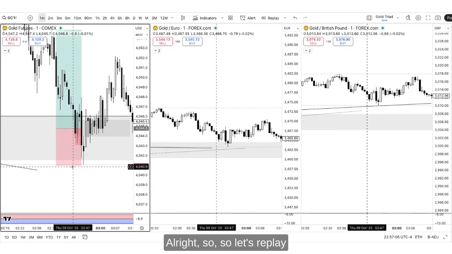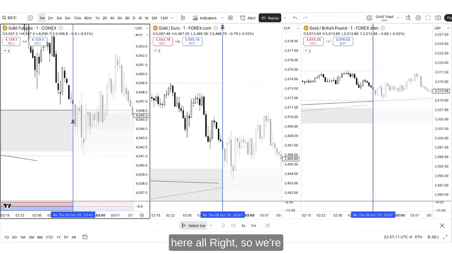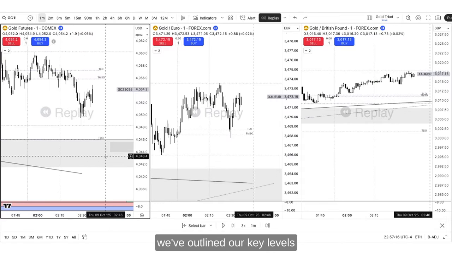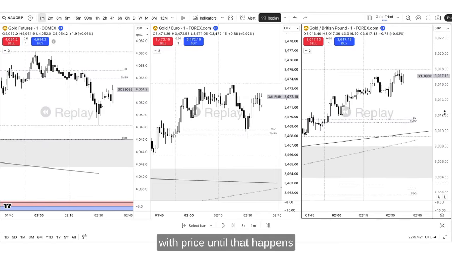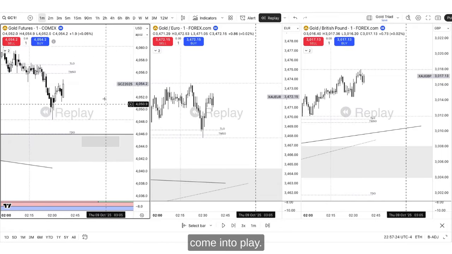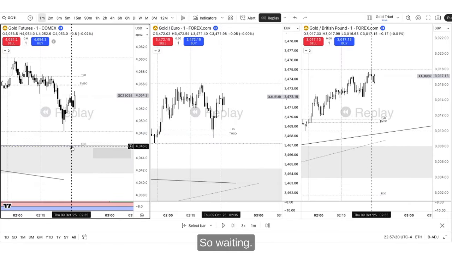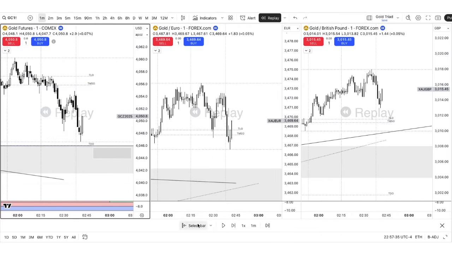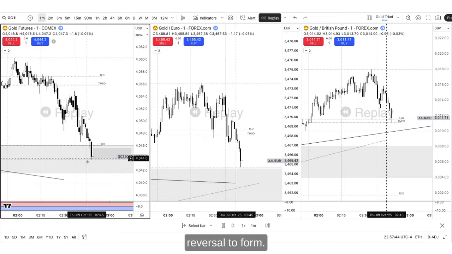All right, so let's replay here. All right, so we're waiting. We've outlined our key levels because we're not going to engage with price until that happens, and then all the other things come into play. Okay, so do not engage with price unless we've taken out a key level. So we're waiting. Okay, so we're nearly there. Alright, so this is where we can expect our reversal to form, right?